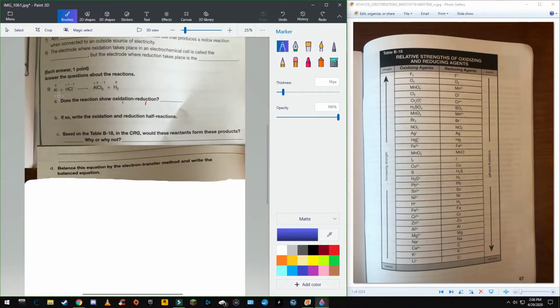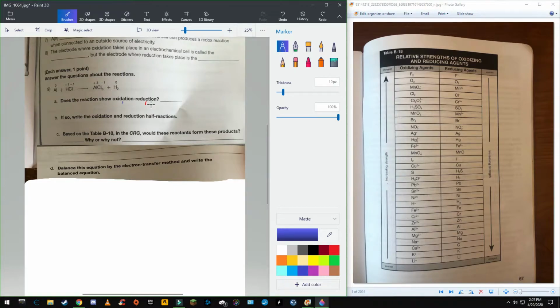The first thing you'll probably notice is this looks like a normal equation in chemistry, except for these numbers up here. That is because that is their electron state. That is their charge, pretty much, of each individual element. So we look at aluminum, for example, right here. Aluminum is sitting there with a zero charge. Hydrogen on this side has a +1 charge, and chlorine has a -1 charge. After it reacts, however, aluminum has a +3 charge now, chlorine still has a -1, and hydrogen now has a 0.